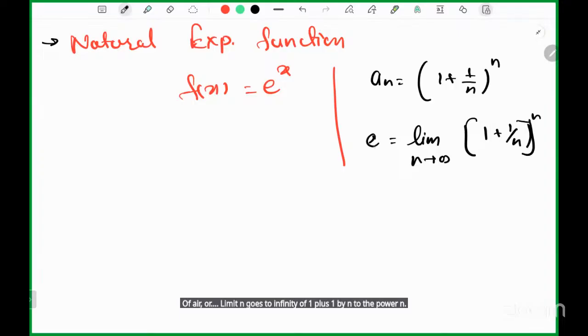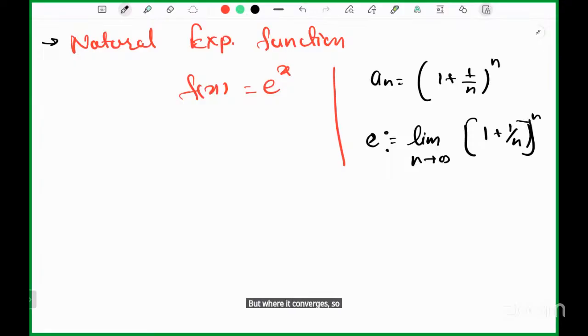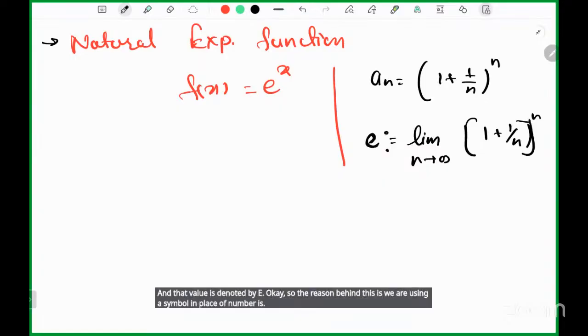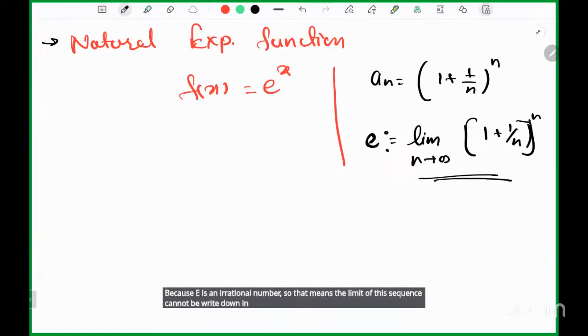Okay, so this number E is defined like this. This is the definition. We know that the sequence converges, and whatever value it converges to is denoted by E. The reason we use a symbol in place of a number is that E is an irrational number. The limit of this sequence cannot be written down in finitely many decimal places.